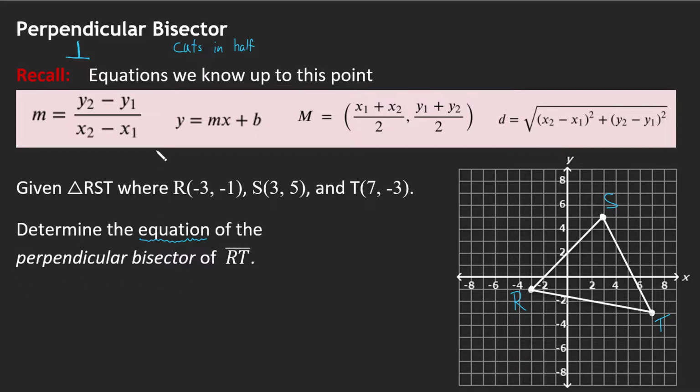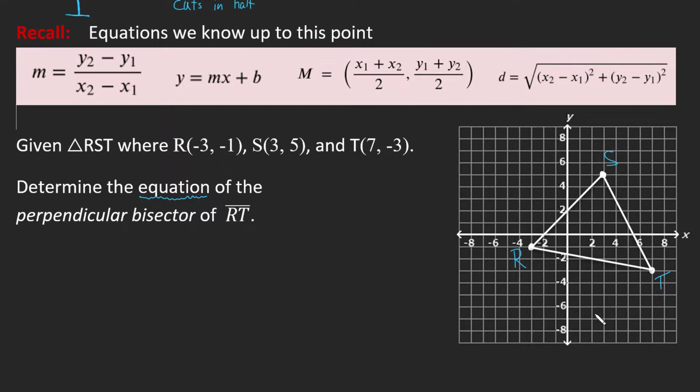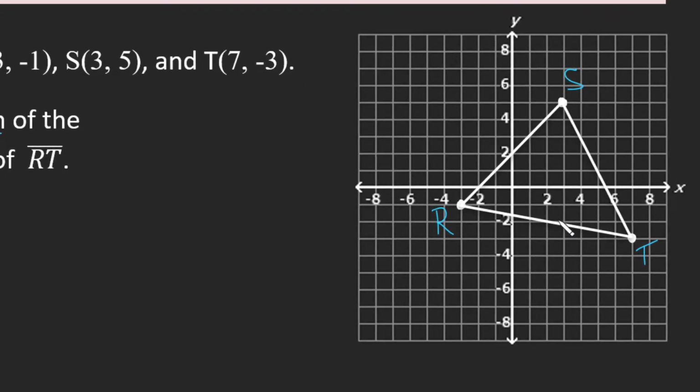Okay, so perpendicular bisector was already described to me. It's a perpendicular that cuts something in half. Equation means equation of a line, right? Because we're dealing with lines. And of RT, of line RT. So I'm just going to solidify for myself what that means. It means that I am going to find the bisector of RT. So it means cut in half. And it's pretty obvious that the halfway point is here, but we're going to prove that with math.